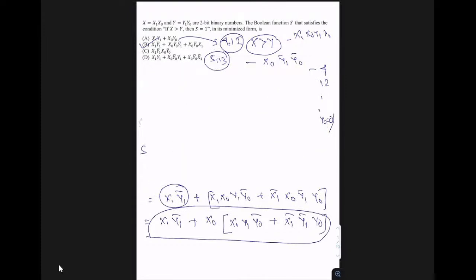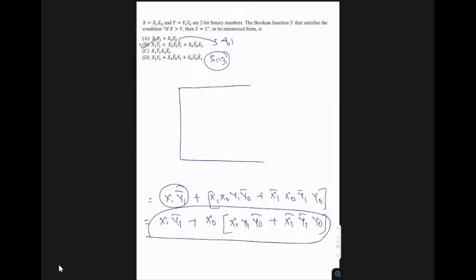Okay, this is fine. So let me do one thing. Unless it is complete, I will not be satisfied, right? So this is x1, x0, and this side is your y1, y0. So it's a 4 variable map.